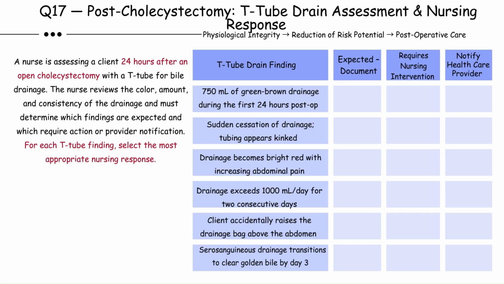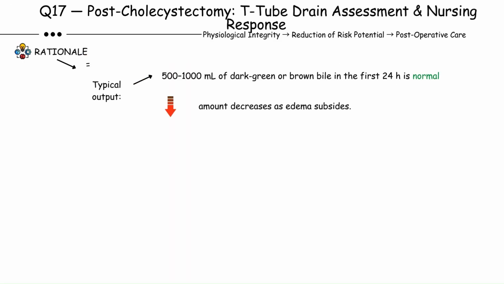Finding 1. 750 milliliters of green-brown drainage in the first 24 hours. This is expected, document only. Typical T-tube output in the first day is around 500 to 1,000 milliliters of dark green or brown bile. We still record the amount, color, and time, but no extra action is needed.